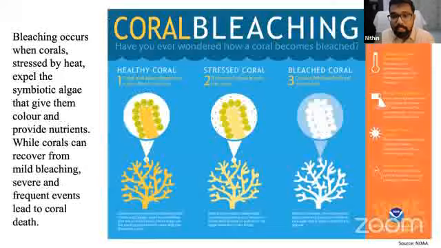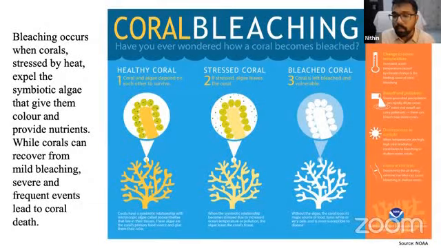So bleaching is basically what happens when the temperature changes. It can be temperature change or the alkalinity, acidity, or chemical variation within the oceans. The algae, which gives the color to the coral reefs, gets stressed. And these algae will leave the coral. And this will give it the white color.